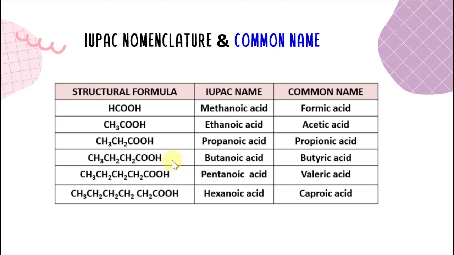For 4 carbons, butanoic acid, and the common name is butyric acid. For 5 carbons, we have pentanoic acid and the common name is valeric acid. And for 6 carbons, we have hexanoic acid and the common name is caproic acid.